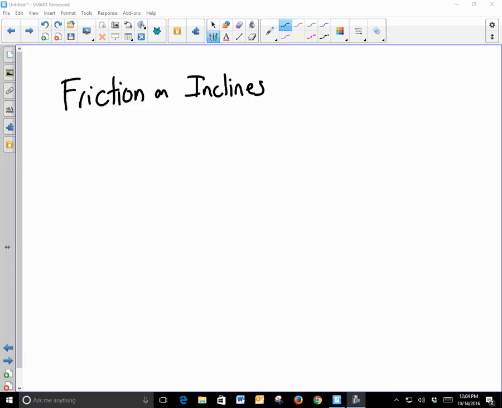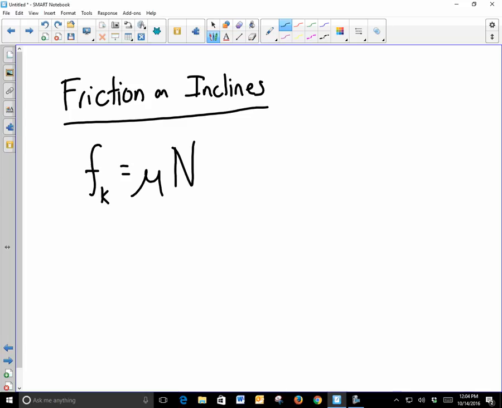All right. Let's talk about the implication of these inclines on friction. So we've talked about two different types of friction, but since they have the same basic calculation, we're just going to look at how it affects kinetic friction.